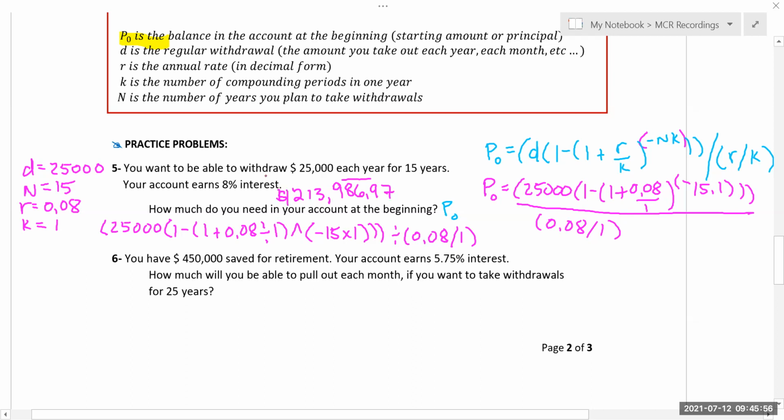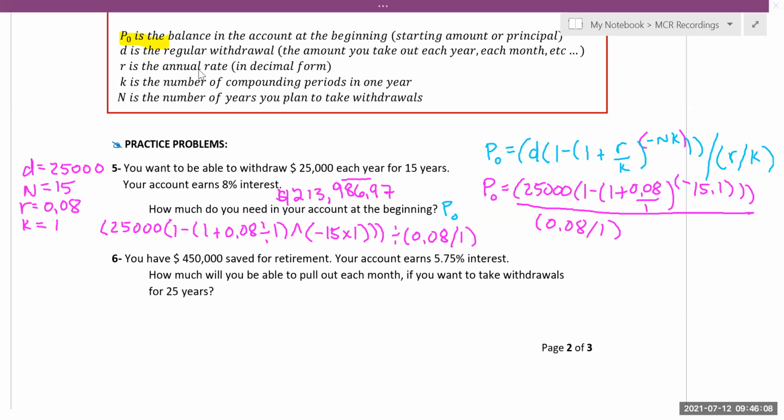And it gives you that information. So if you have an account that you've managed to save up to that amount, or that's the lump sum, what have you, that account will be able to pay you out $25,000 each year for 15 years.